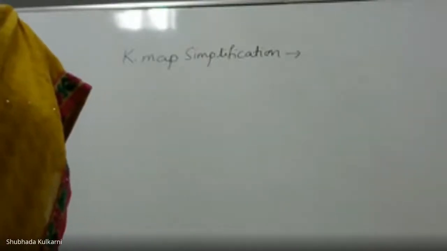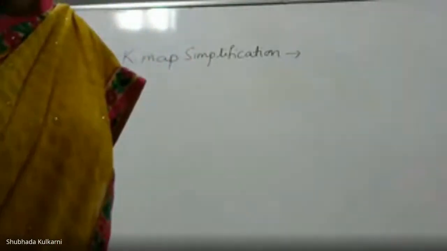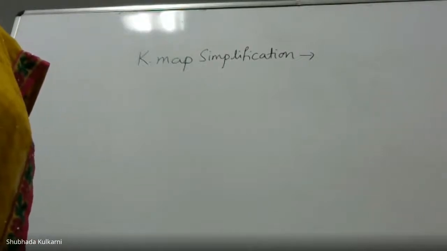Product term, sum of product, and min term. Okay. So with that background, we will start with K-map simplification.